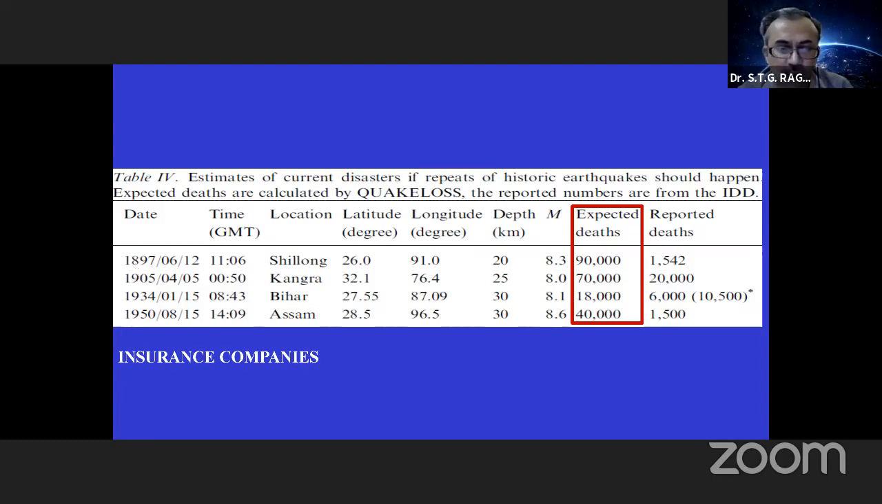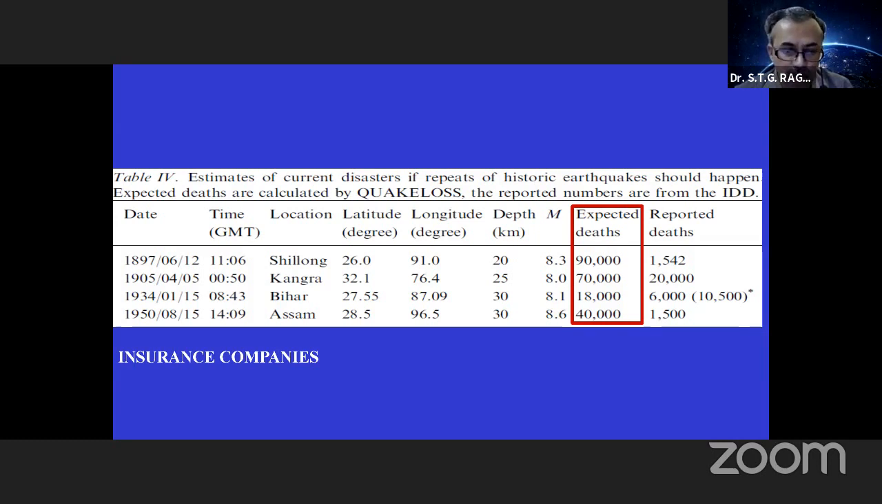Magnitude was something around 8.1 to 8.3. The reported deaths in this earthquake were around 1,500 people. Now, what these insurance companies say is, if this earthquake occurs today, how many deaths can be expected? They say the expected deaths are around 90,000.